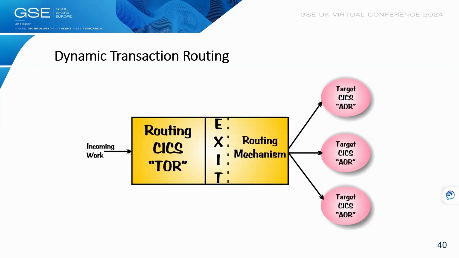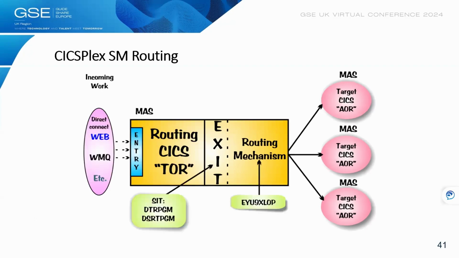So incoming workload comes into a TOR. Based on that exit mechanism, it's going to route it to a particular CICS region. So how does it work? Well, effectively, if you do have the SIT parameters DTRPGM and DSRTPGM set to EYU9XLOP, right, then it's going to use health characteristics of the CICS regions and characteristics that you specify to determine which target region to route the workload to.